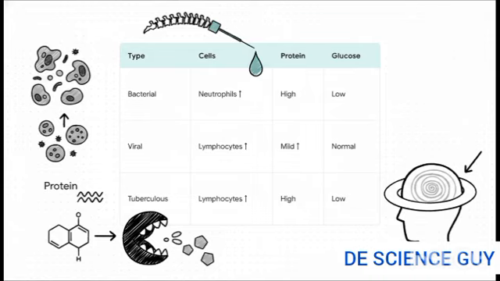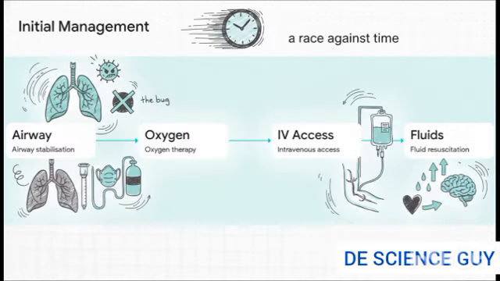Just a quick side note though, neuroimaging, like a CT scan, might actually be needed before the puncture if there are signs of dangerously high intracranial pressure. Because meningitis is a race against the clock, before we even try to attack the bug with drugs, we have to stabilize the patient. This is a true medical emergency, folks. Management always begins with the ABCs, securing the airway, getting oxygen therapy going, establishing intravenous access, and starting fluid resuscitation just to keep their blood pressure up and keep the brain properly perfused.